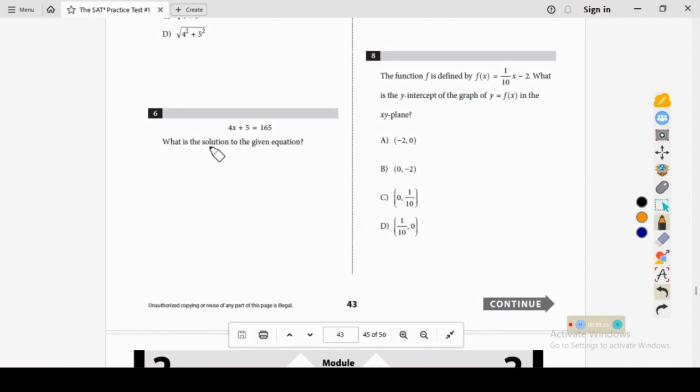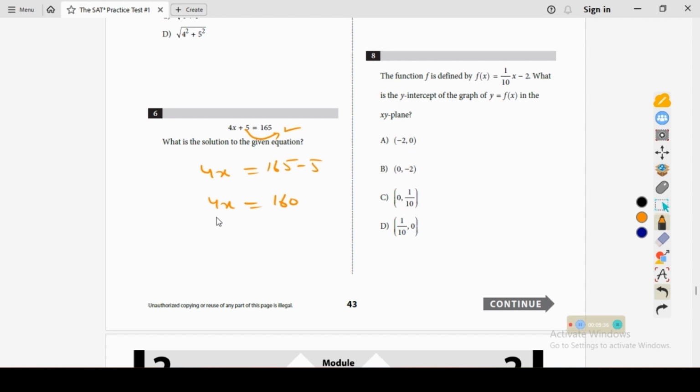In question number 6, we have an equation. What is the solution to the given equation? We are just solving this equation. Just move 5 towards the right side of the equation. It becomes 165 minus 5, and it becomes 4x equals 160. Just by dividing by 4 on both sides, x will be 40. So this is the answer.